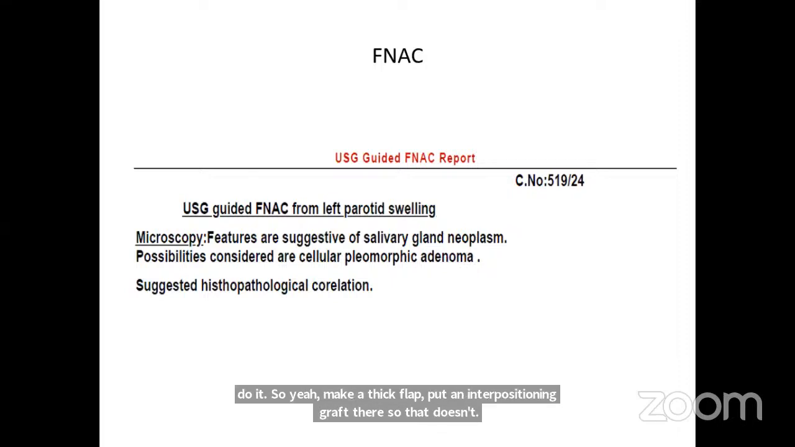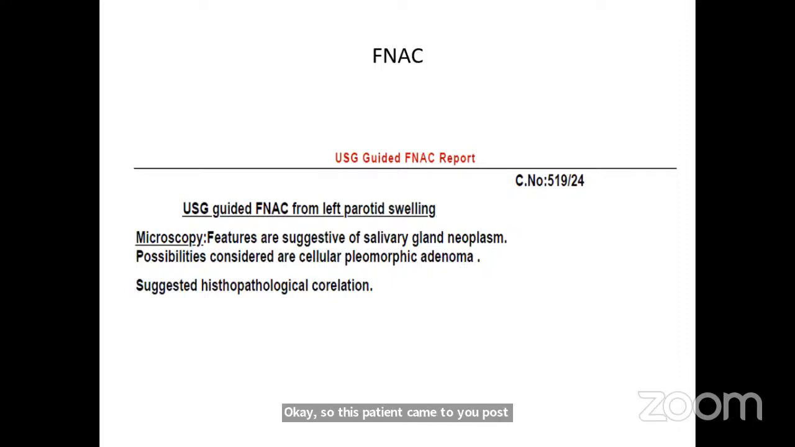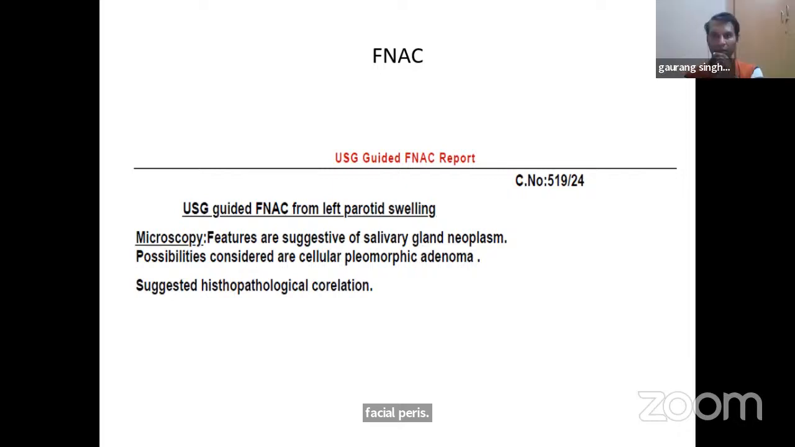Okay, so this patient came to you post-op with facial paresis. What would your advice be? Paresis, yes. So if it is paresis, then we can wait and watch, sir, because the patient may have some recovery.